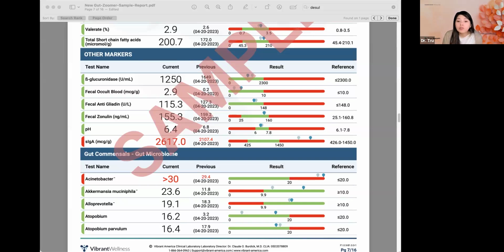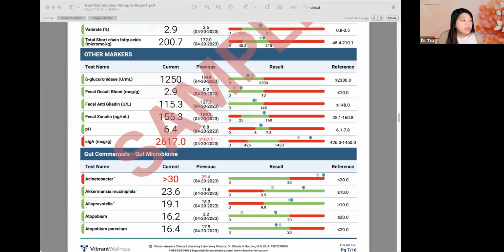Transit time: rapid transit time lowers pH. Slow transit time, which is like constipation, raises pH. And then osmotic laxatives. So if you take laxatives, that's going to cause that too, or excess dietary fat or protein, or insufficient dietary plant-based fiber can alter the pH.